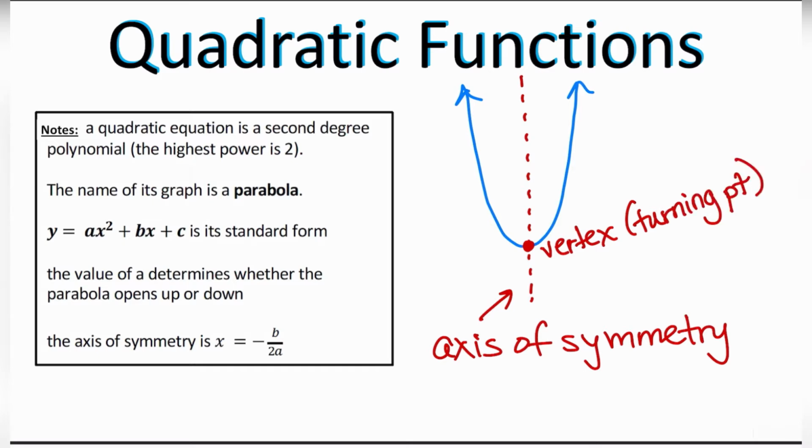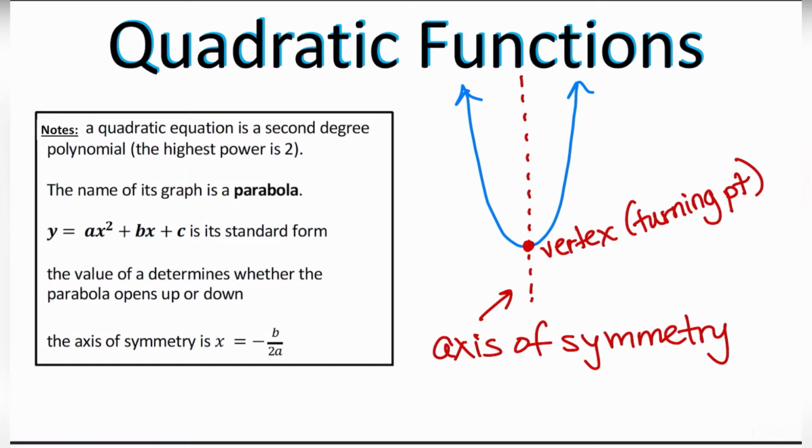The vertex is really important. It's by far one of the most important parts of the graph that you want to make sure that you plot, because it is the turning point. Notice how this graph right now is decreasing and then it picks up and increases. And where that change from decreasing to increasing happens is going to occur at the vertex.